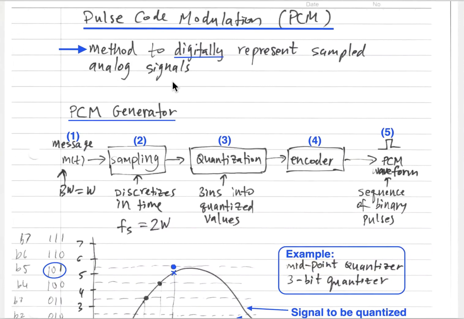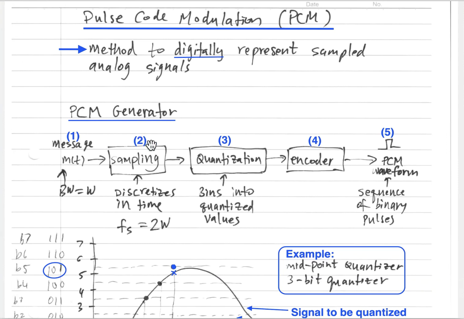sampled analog signals. Here's a typical workflow for a PCM generator. Point one, we start off with the message m(t). The assumption is that the bandwidth of m(t) is W. This is my baseband signal, my raw unprocessed signal, the thing that I want to digitize and transmit. The first thing in the digitization process is we're going to sample in time.